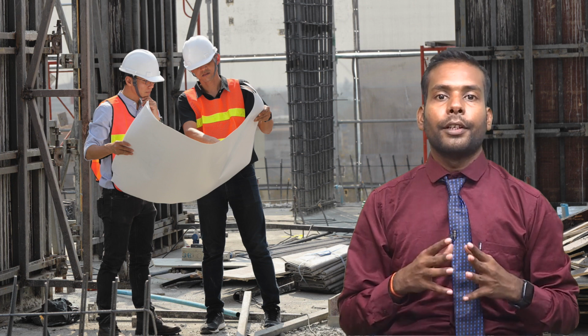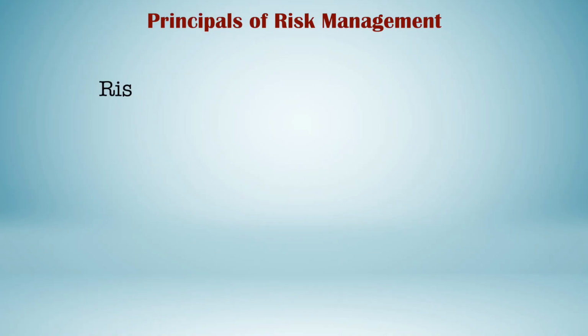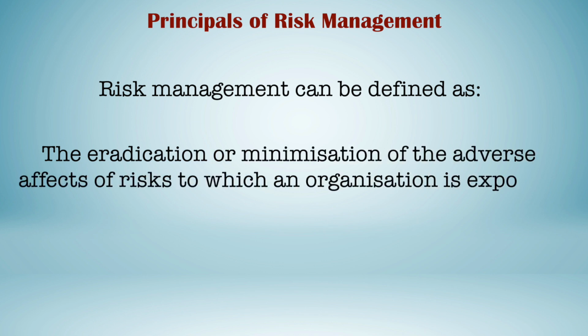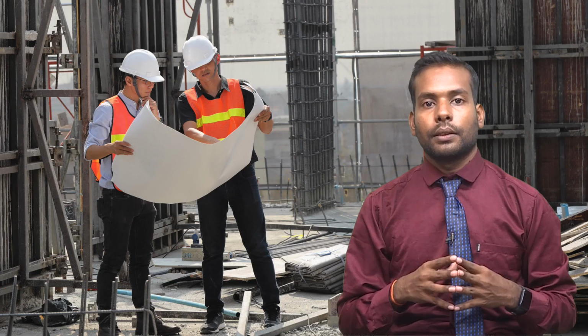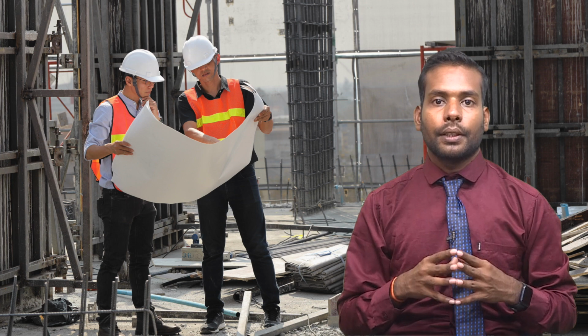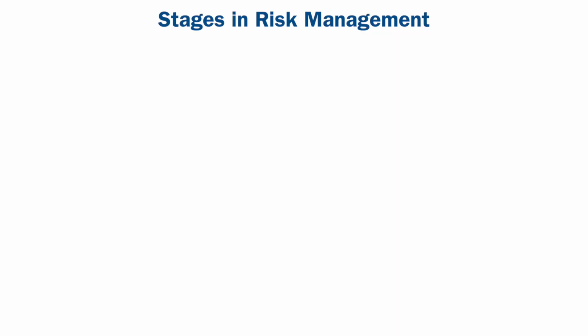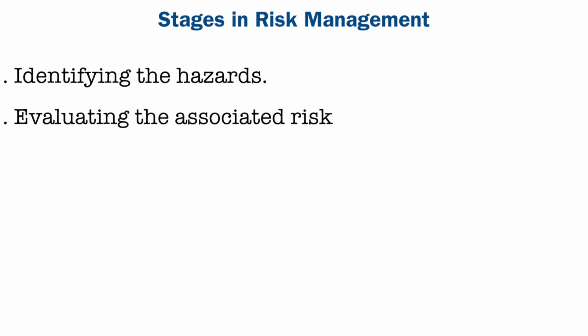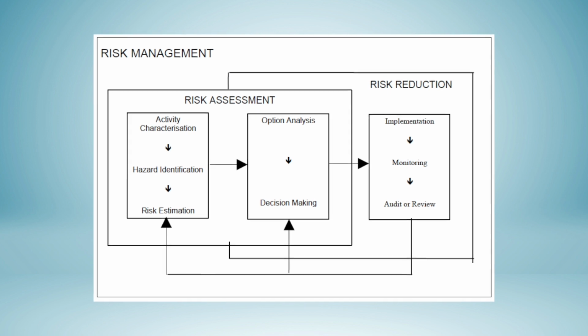Let us discuss the principles of risk management. Risk management can be defined as the minimization of adverse effects of the risks to which an organization is exposed. Let us discuss the stages in risk management. The first, identifying the hazards, evaluating the associated risk and controlling the risk. This is the diagram of the risk management system.